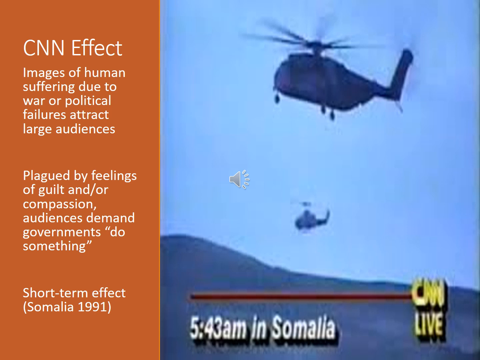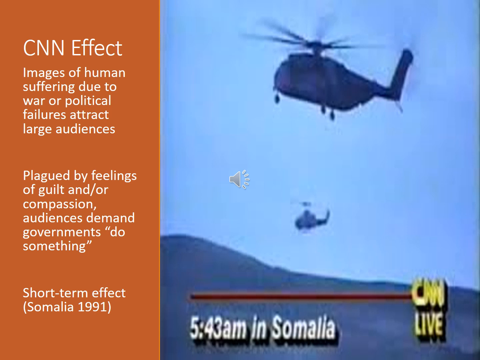So first, let's take on the CNN effect. I should preface this by saying there was a time when CNN was considered a legitimate news outlet and not whatever fluffy, sensationalist network it's sort of become in recent years, where it doesn't show much news, but shows a lot of cooking shows or whatever.